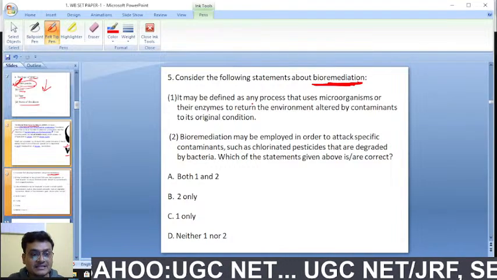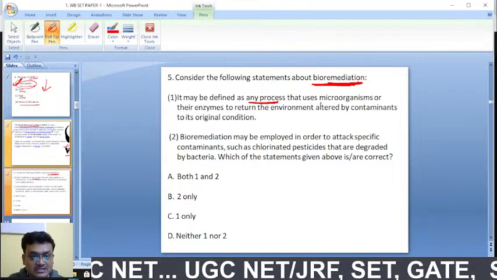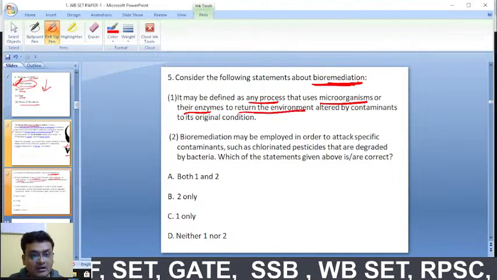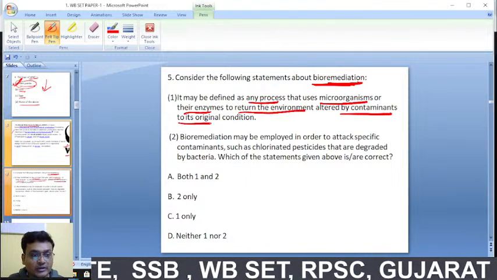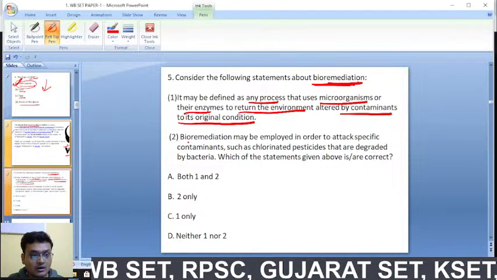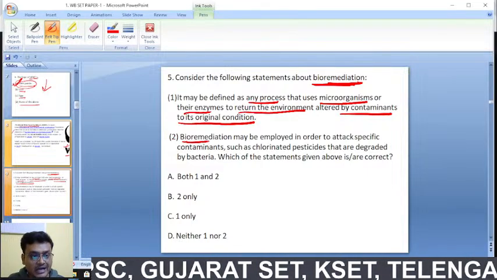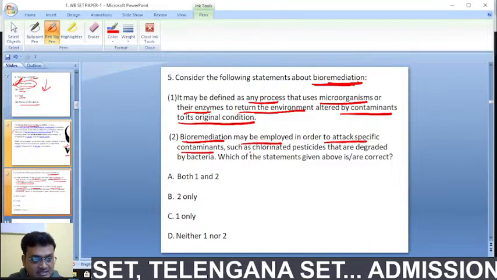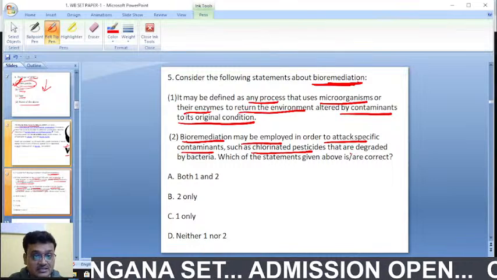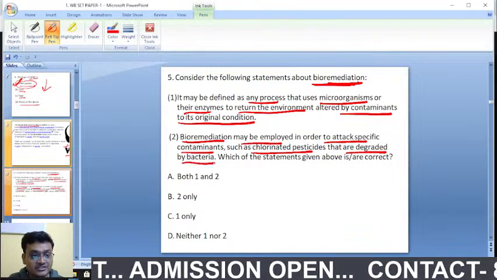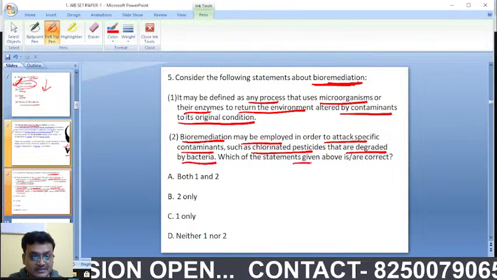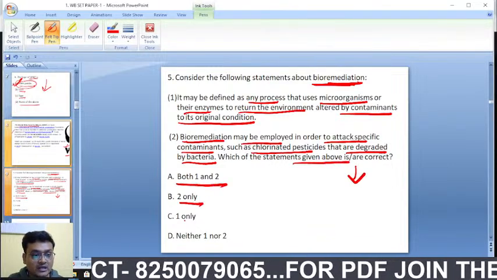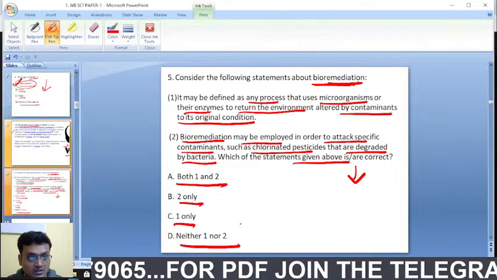Bioremediation may be defined as any process that uses microorganisms or their enzymes to return the environment altered by contaminants to its original condition. Plus, bioremediation may be employed to attack specific contaminants such as chlorinated pesticides that are degraded by bacteria. Which of the following statements given above is or are correct? Both 1 and 2, 2 only, 1 only, neither 1 nor 2.